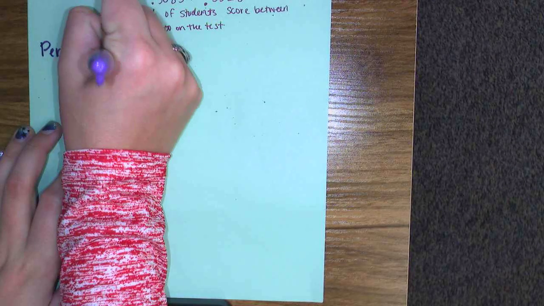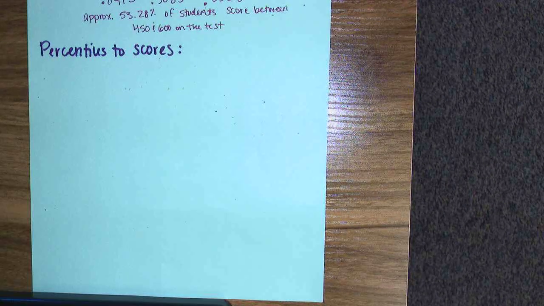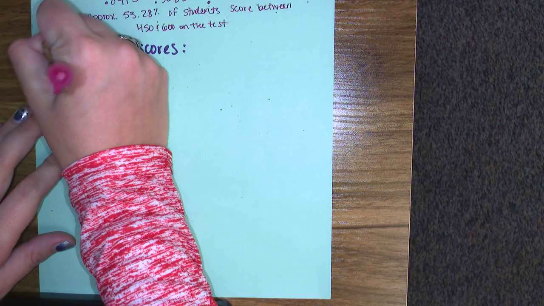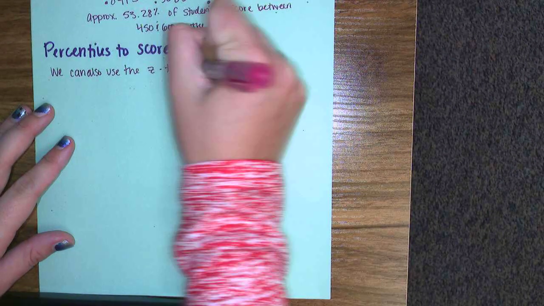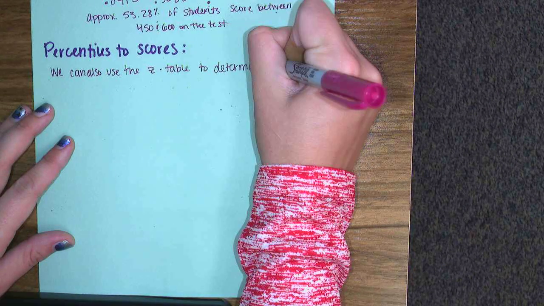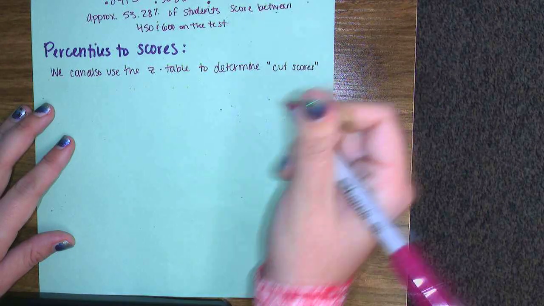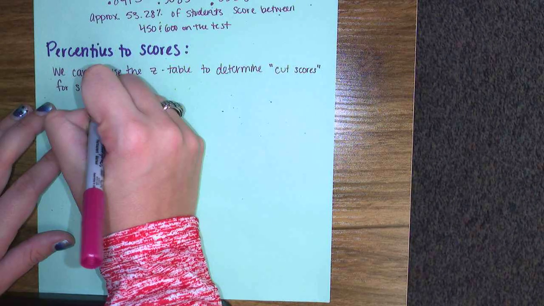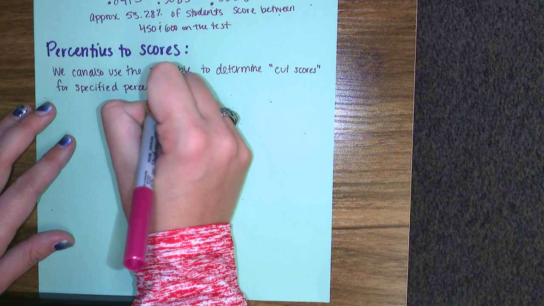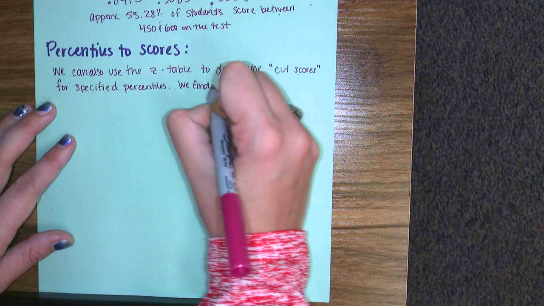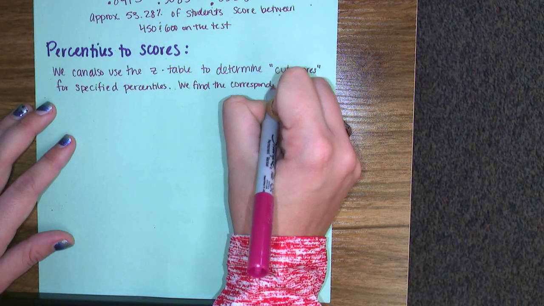Alright, percentiles to scores. So we can also use the Z table to determine cut scores for specified percentiles. We find the corresponding percentile.